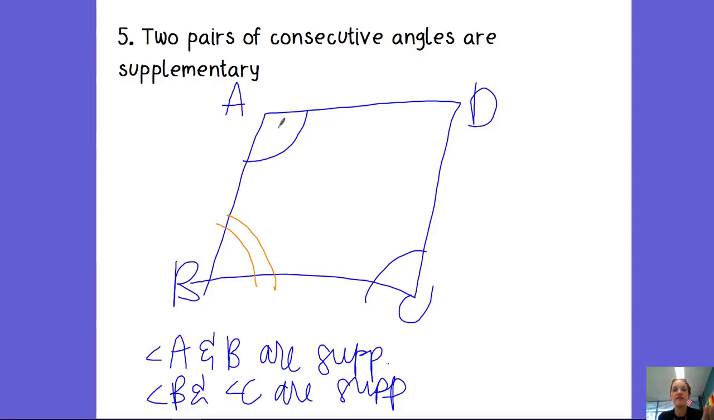If I know that two pairs of consecutive angles are supplementary, that's enough info to say that this is a parallelogram. Maybe if I knew that this was 100 degrees, and this was 80 degrees, they add together to be 180, so those angles are supplementary. And if I also know that angle C is 100 degrees, that would make B and C supplementary as well. So that's enough info to say that it's a parallelogram. I don't have to know anything about angle D or the sides.